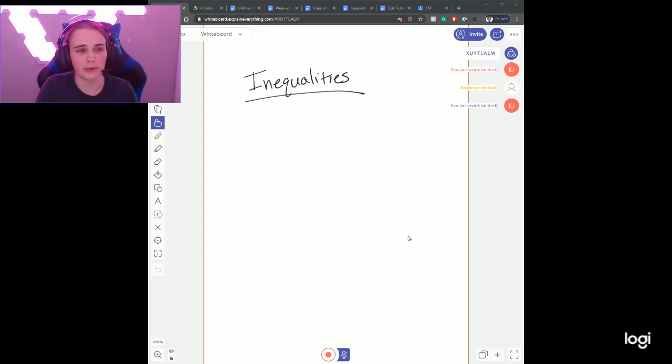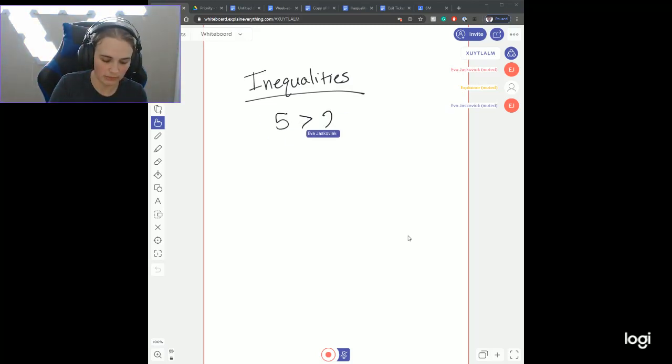When you have an inequality, all it means is that they're not equal. So let's say we said 5 is greater than 2. 5 and 2 are not equal, which makes this an inequality. Now, since this is an inequality, we can talk about inequality symbols.